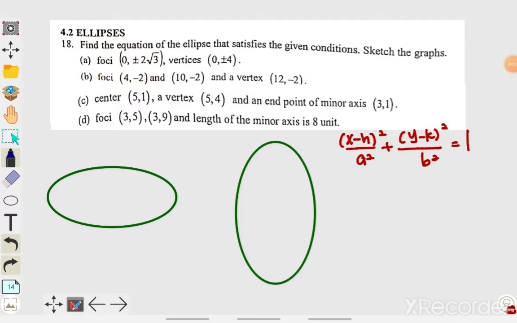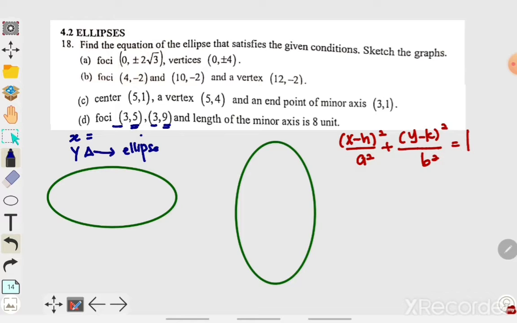Let's continue to number 18D. The foci are (3, 5) and (3, 9). By referring to this case, the values of x are the same and the values of y are different. Since the values of y are different, this is the ellipse. What do you think?